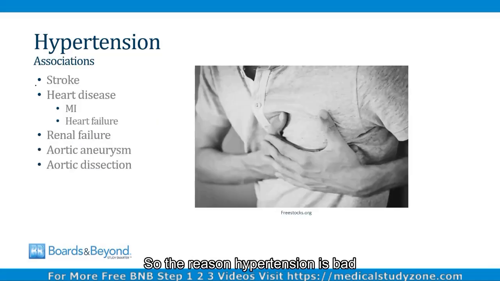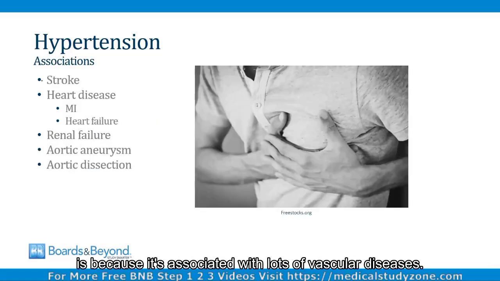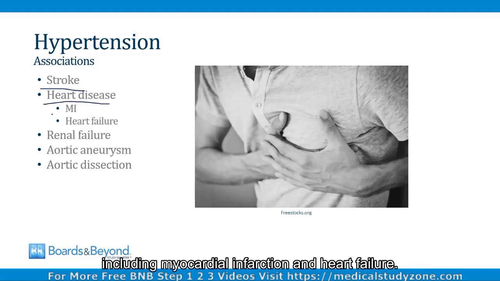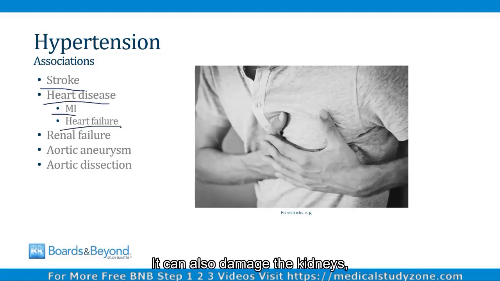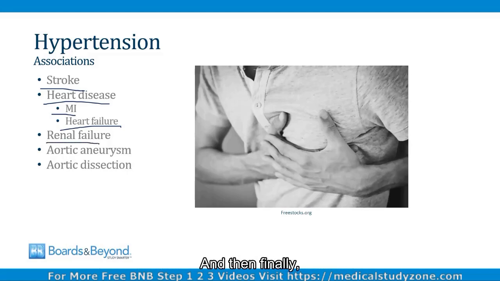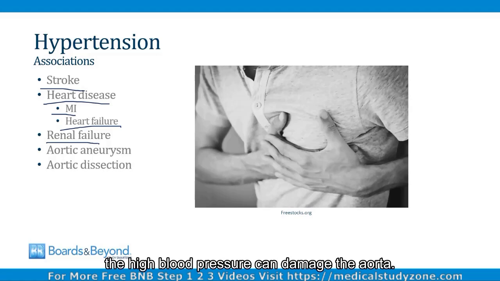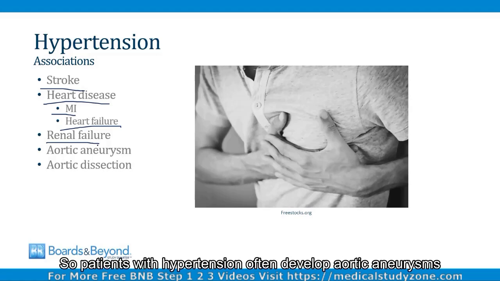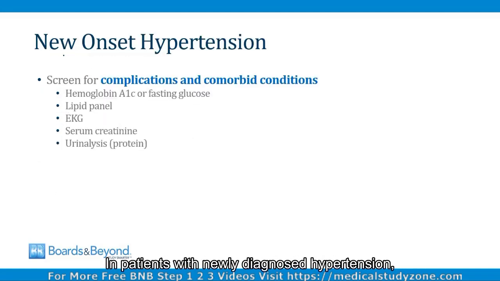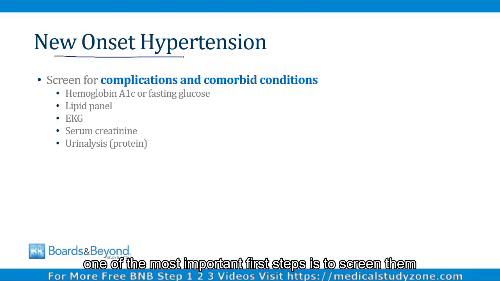So the reason hypertension is bad is because it's associated with lots of vascular diseases. In particular, it's associated with stroke and heart disease, including myocardial infarction and heart failure. It can also damage the kidneys, and hypertension is associated with renal failure. And then finally, the high blood pressure can damage the aorta, so patients with hypertension often develop aortic aneurysms and can develop aortic dissection.